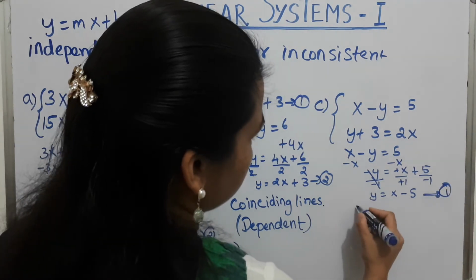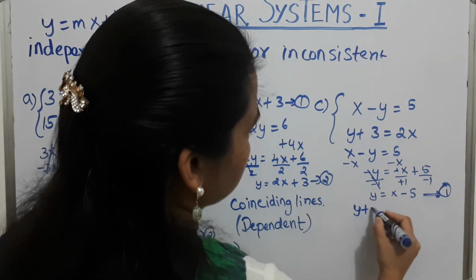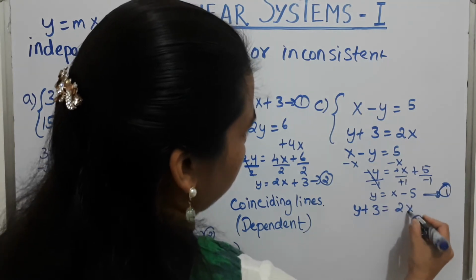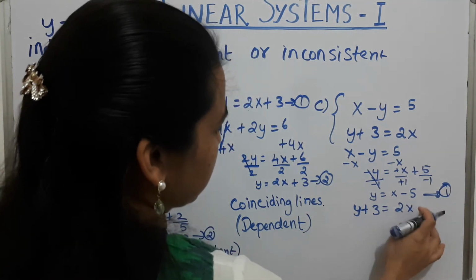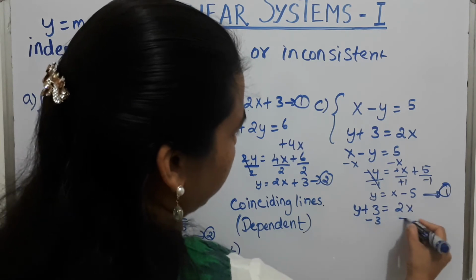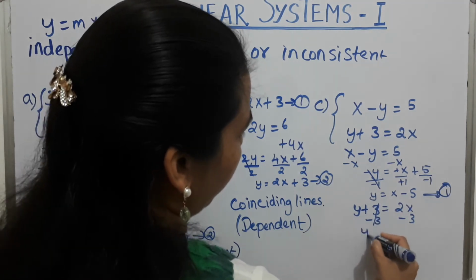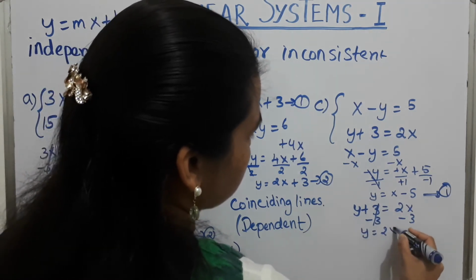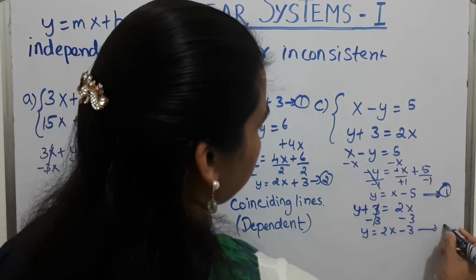The second equation is y plus 3 equals 2x. Okay, now you have to move this to the other side. So minus 3. This will be gone. So y equals 2x minus 3. So this is the second equation.